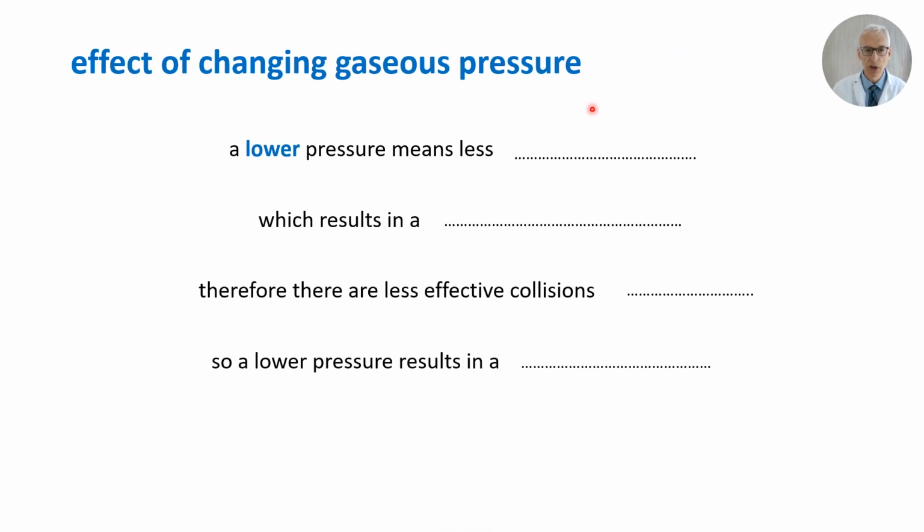So to summarize the effect of changing pressure on a gaseous system, please complete these four statements. A lower pressure means less, which results in, therefore there are less effective collisions, needs to be completed. So a lower pressure results in, again, complete the statement. Pause, complete the four statements, come back to check and correct when you are ready.